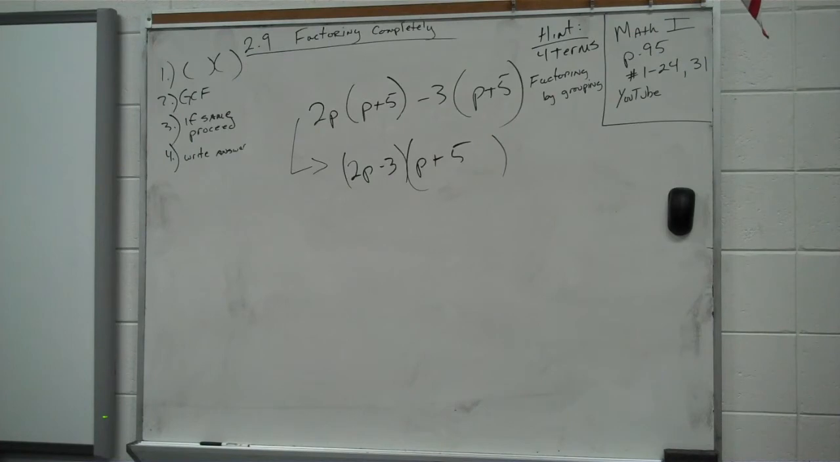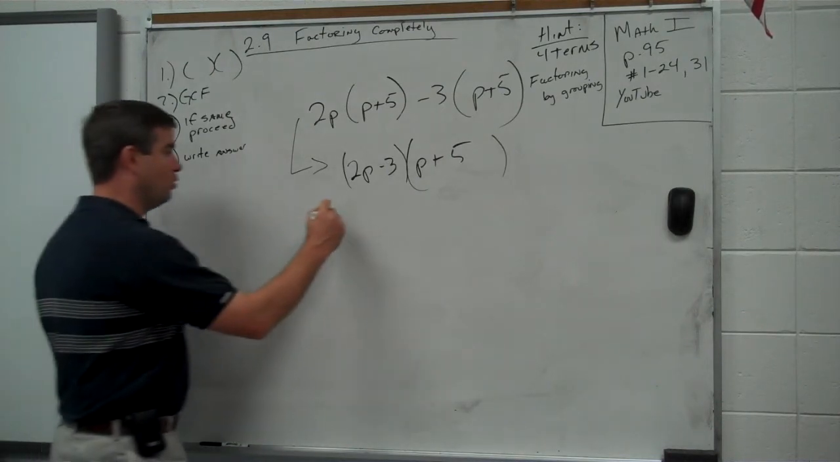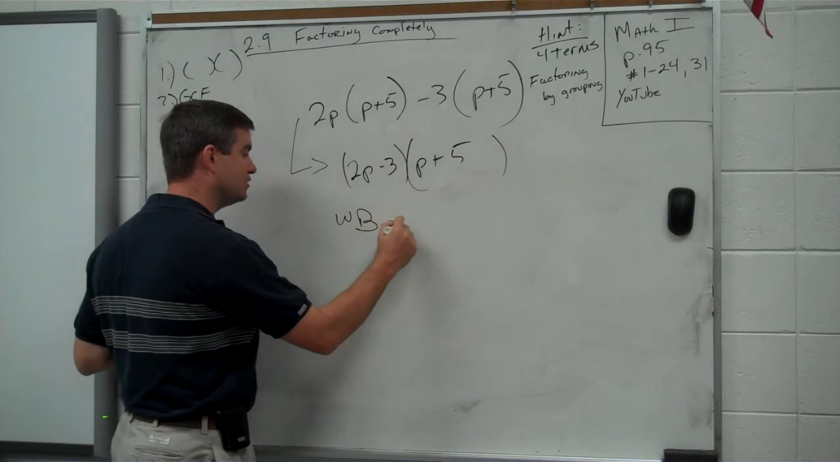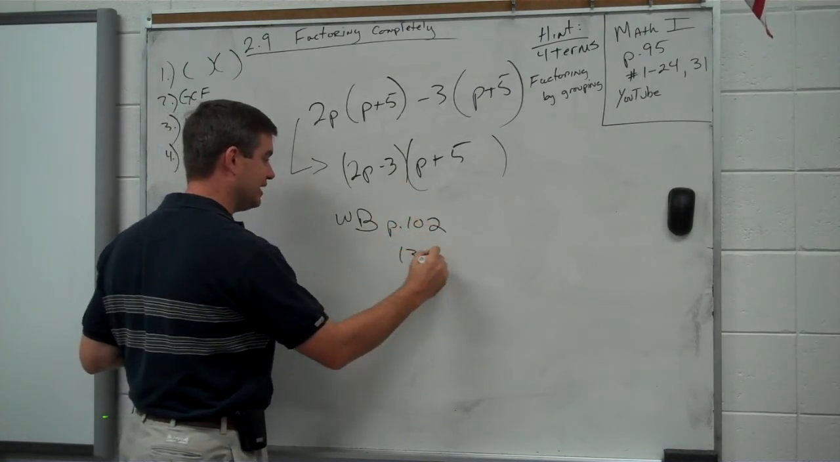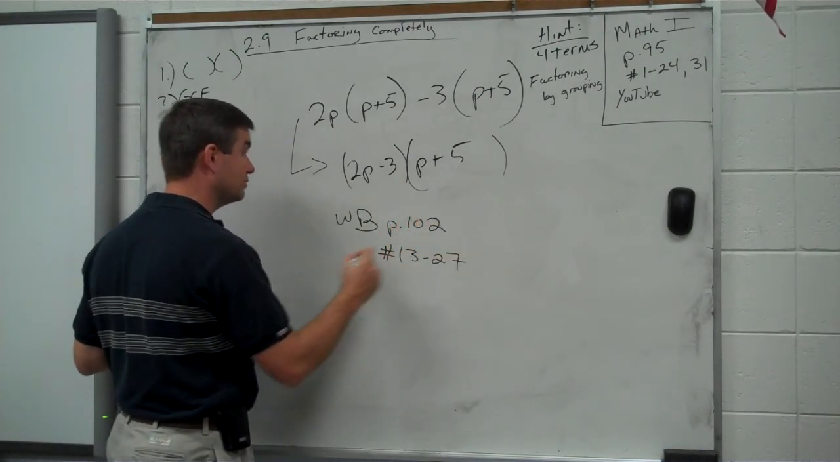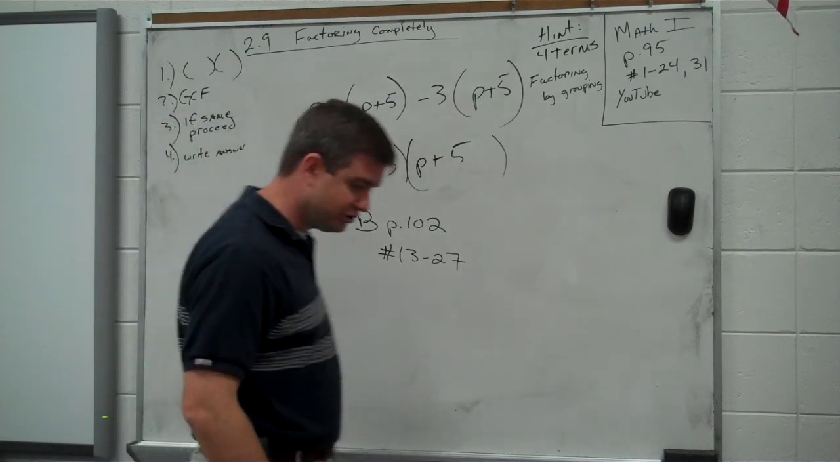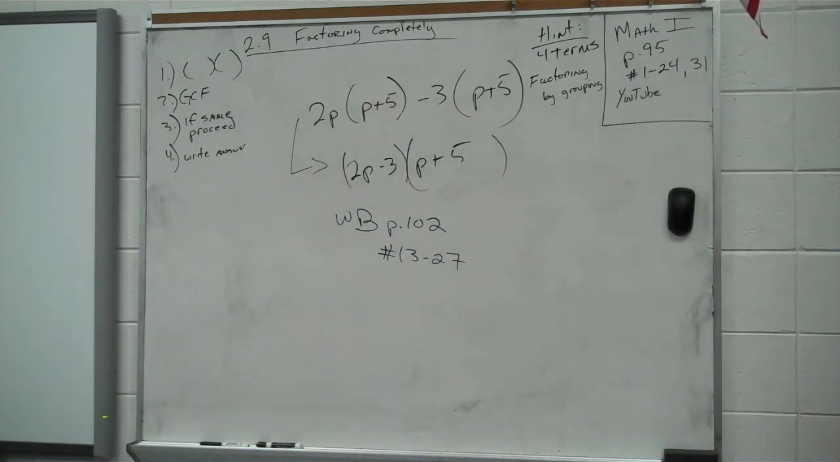It's okay. We didn't talk about those. All right, what I want you to do is page 102. I want you to do 13 through 27. Right now at your desk, workbook, page 102, 13 through 27. Try these problems now at your desk. Raise your hand if you have questions.